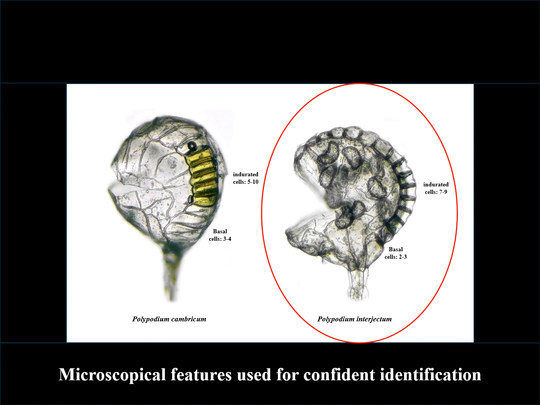P. interjectum has 1. No paraphyses, 2. On average 7 to 9 indurated cells, and 3. 2 to 3 basal cells.